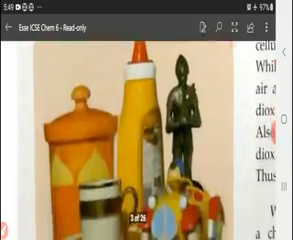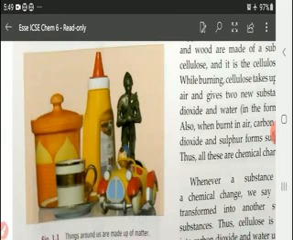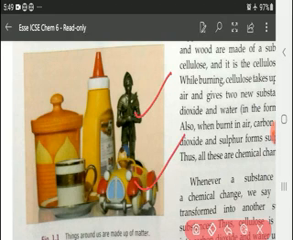Here we have one diagram. You see, things around us are made up of matter. Figure number 1.1. Just to note down here, we can see a statue, a car, a bottle, a jug, a cup, etc. These all things are made up of matter.